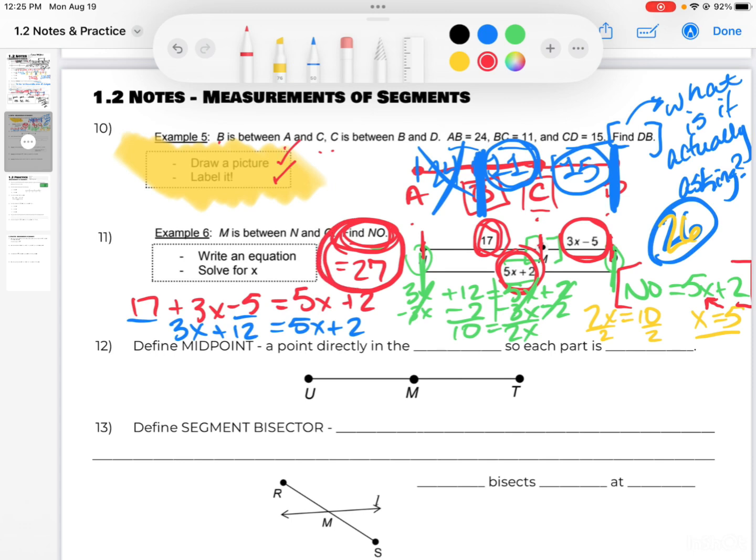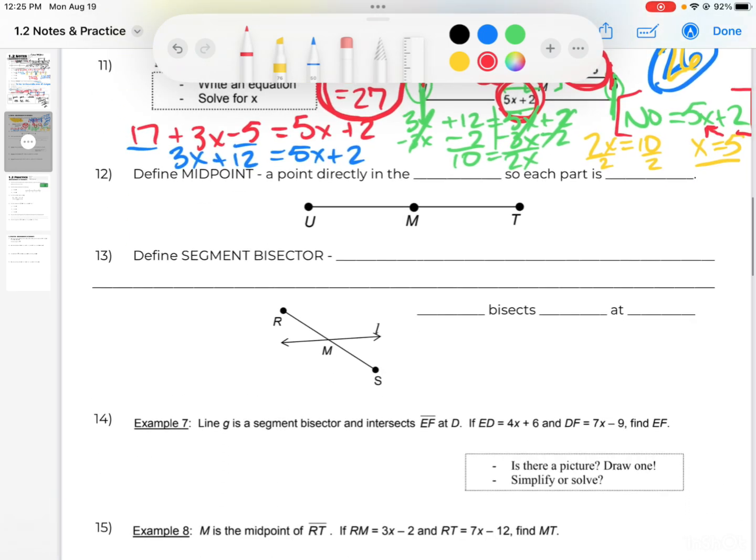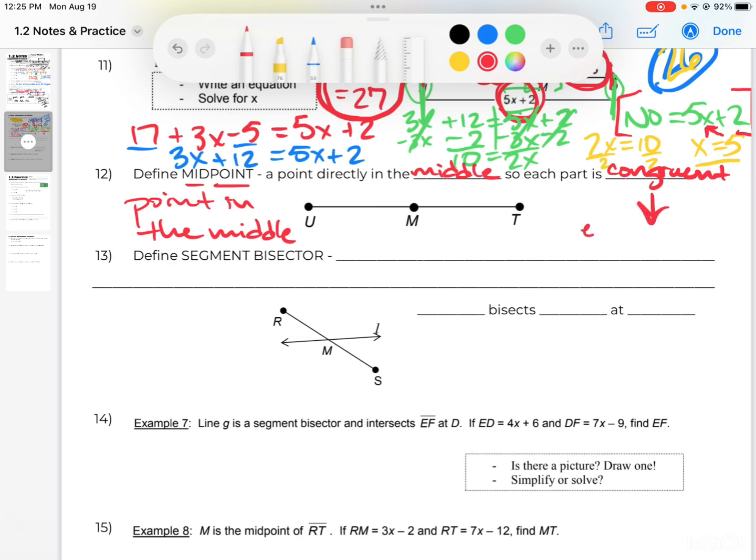All right, midpoint. Midpoint. It is all in the name. It is the point in the middle. That's what the midpoint is. It's directly in the middle, and it makes congruent parts. Congruent means equal or same.